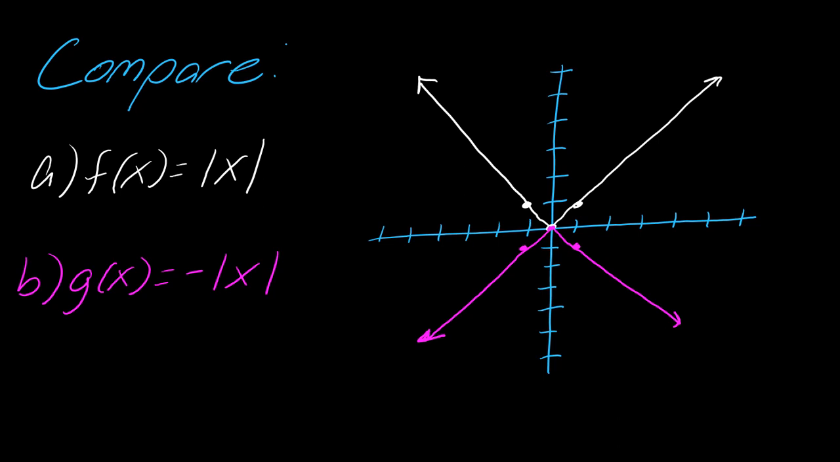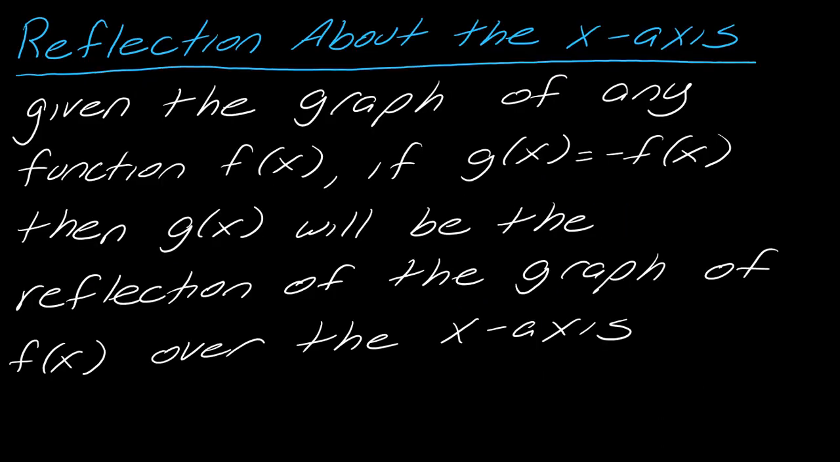So now I've effectively just flipped the whole thing over. And so this is the last transformation we're going to talk about. This is a reflection about the x-axis. So you take any function, if you just put a negative in front of that function, then you're going to get this reflection over the x-axis. Okay, so I know this is a lot I just threw at you.